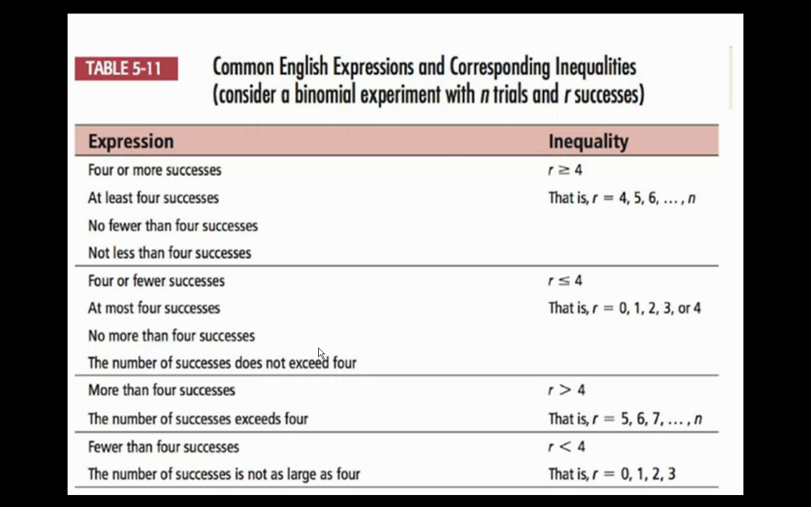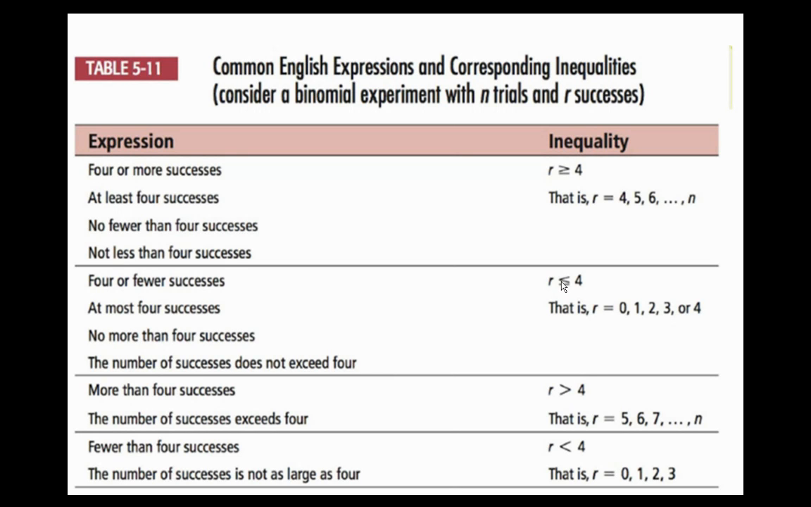So, and here's that slide I was telling you about. 4 or more, at least 4, no fewer, no less than, all right? And there's the inequality. 4 or fewer, at most 4, no more than 4. The number of successes does not exceed 4. So it'd be number of successes less than or equal to 4, which means 0, 1, 2, 3, and 4.